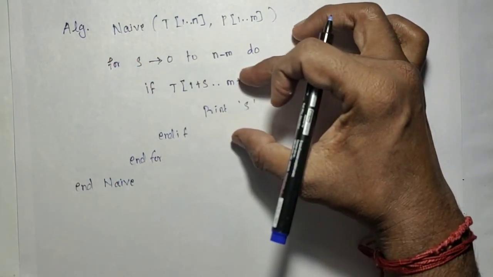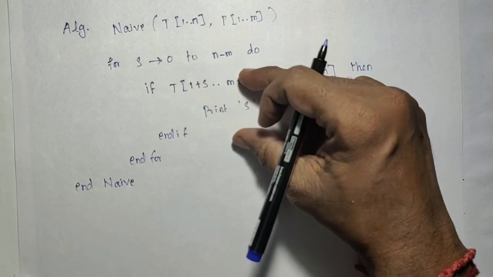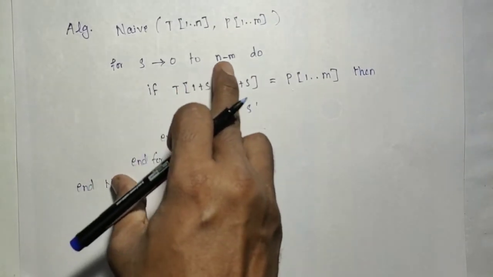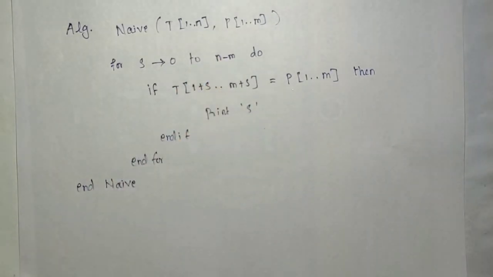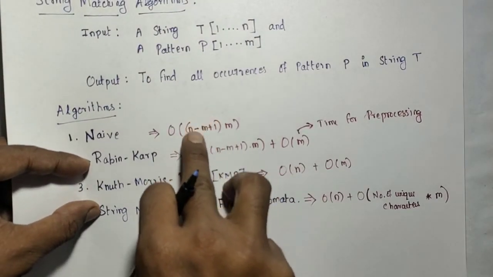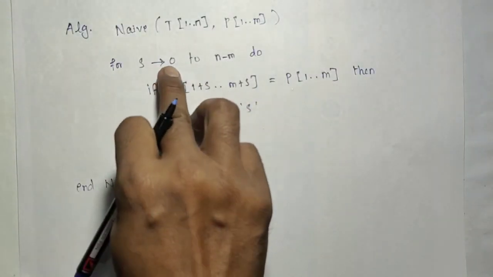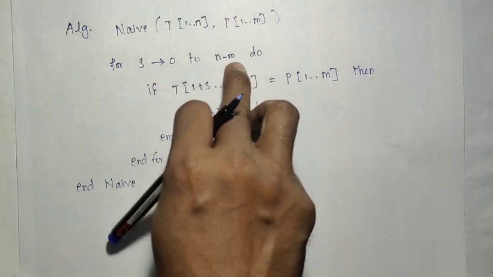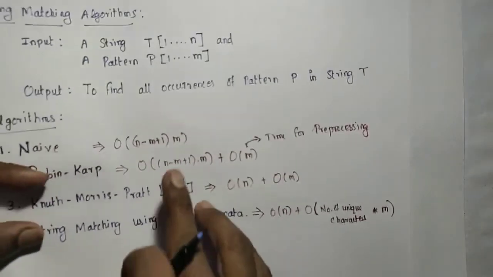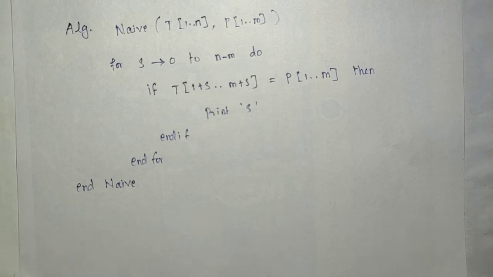For comparing the string, we need m comparisons, m characters to be compared. How many times are m comparisons needed? n minus m plus 1 times. So the complexity will be n minus m plus 1 into m. That complexity we are obtaining. So remember that complexity: n minus m plus 1 is the number of outer iterations, starting from 0 to n minus m, into m comparisons. That is the complexity. So that is the naive string matching algorithm.